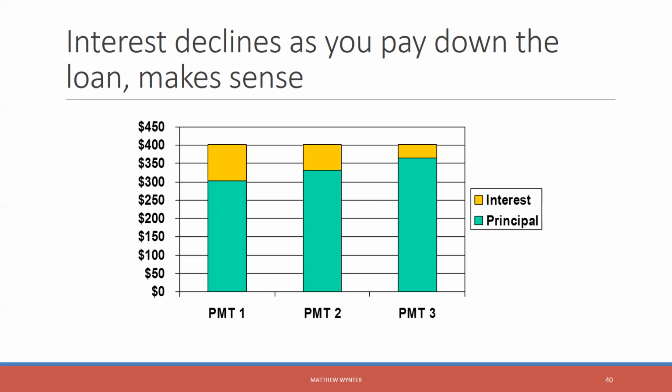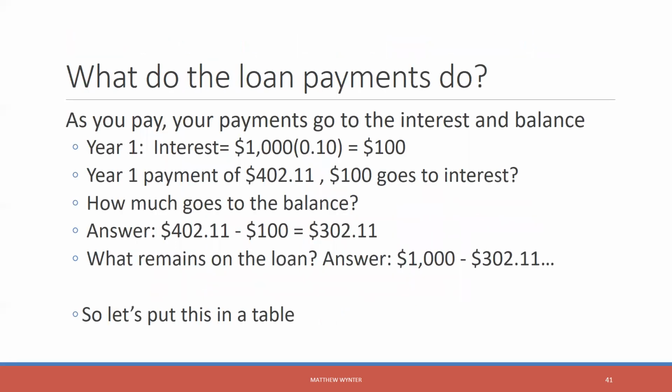So if that's kind of tough to see just based on the chart, the graph, let's do it step by step. So year one, I'm going to have an interest payment of $100. So at the end of year 1, the balance on my loan will be the 1,000 that I borrowed plus the 100 in interest. So that first payment that I make at the end of year 1, that 402, 100 of that's going to interest, and then the rest is going to the balance, and the same with the next payment I make, and so on and so forth.